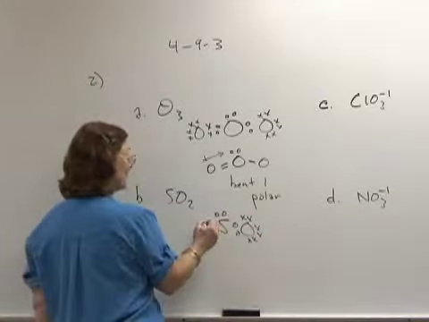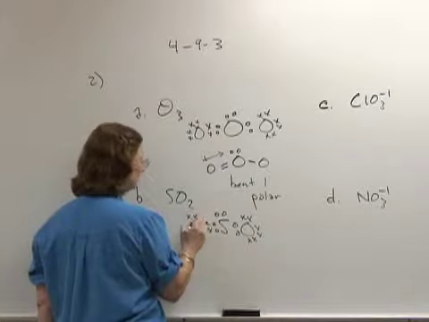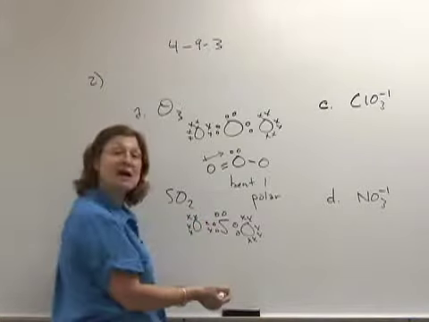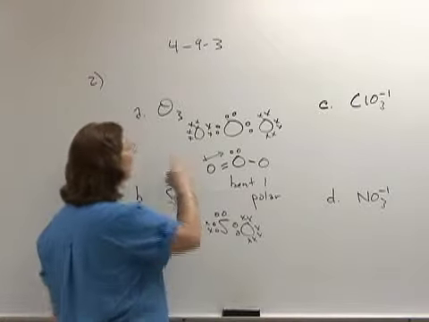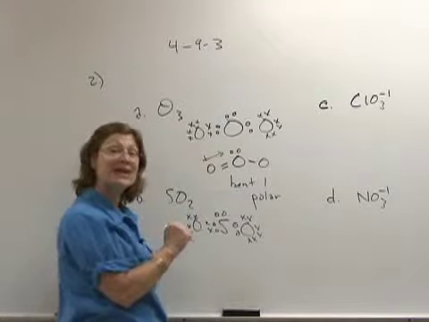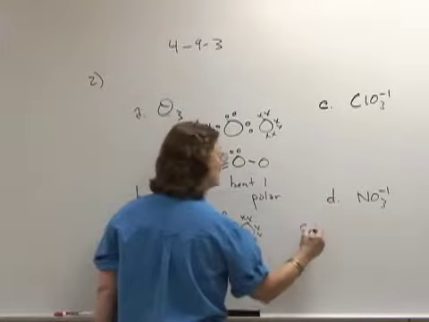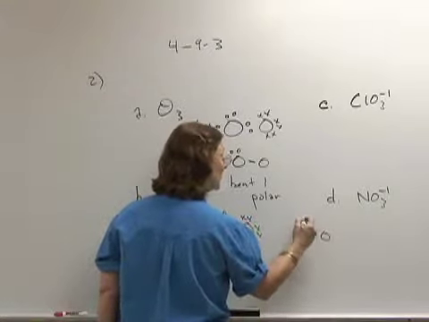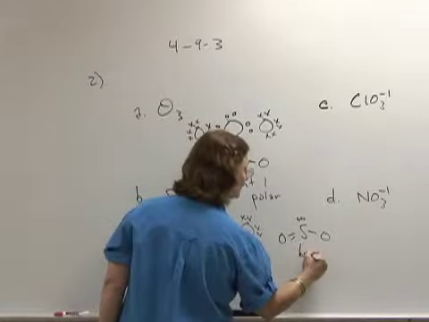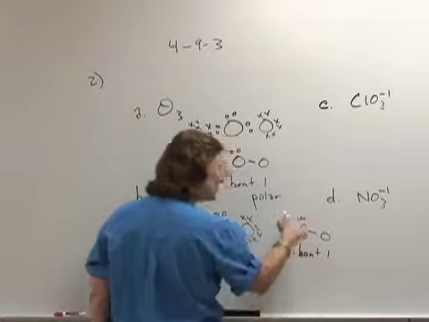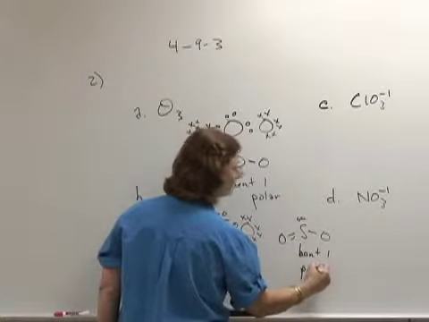And again, I'm going to have to double bond here in order to get my octet around each one of the atoms. This has identical shape of the other one in A that we had. It has 1 lone pair and 2 bond pairs, making it bent 1. And again, because of this lone pair, it is polar.